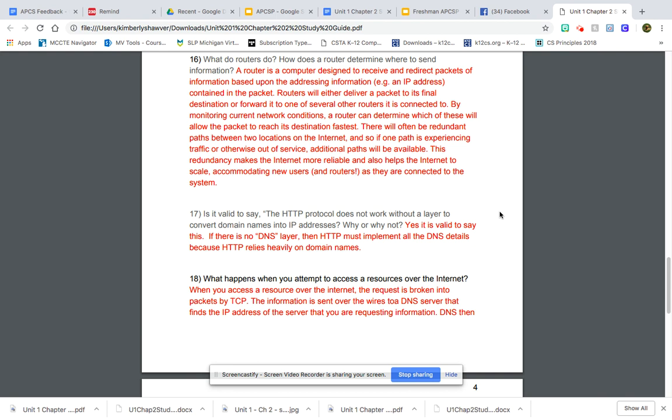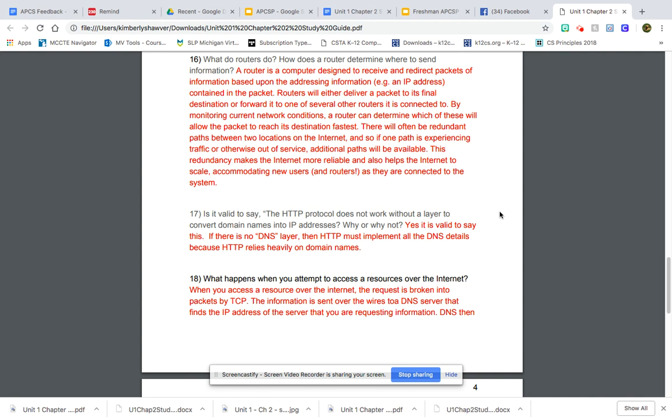Routers will either deliver a packet to its final destination or forward it to one of several other routers it is connected to. By monitoring current network conditions, a router can determine which of these will allow the packet to reach its destination fastest. There will often be redundant paths between two locations on the internet, and so if one path is experiencing traffic or otherwise out of service, additional paths will be available.